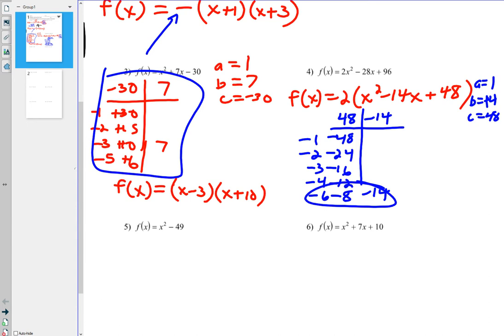Even though A did not start off as 1, because A ended up as 1, I can now go straight to factored form. But you just can't forget that after the f of x came a 2. That needs to stay in front. And then x minus 6 and x minus 8.